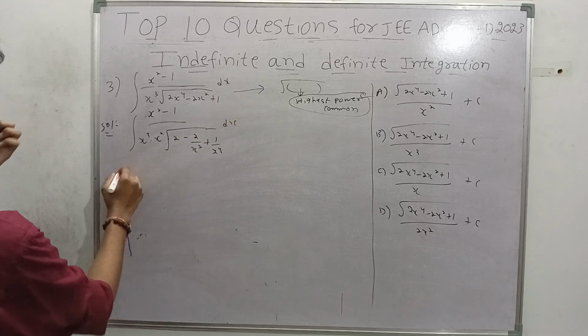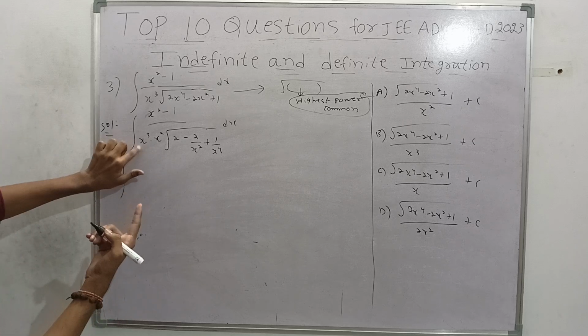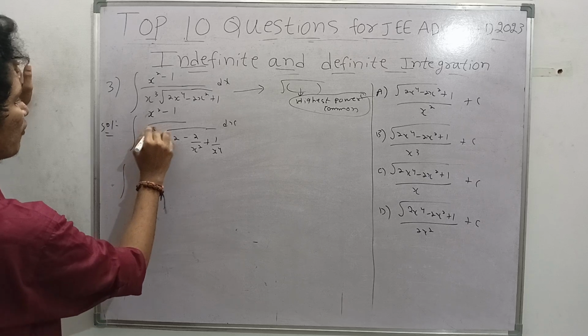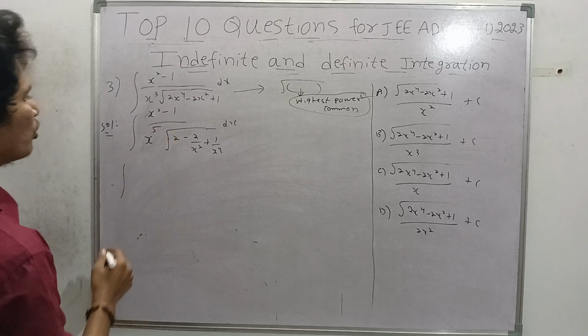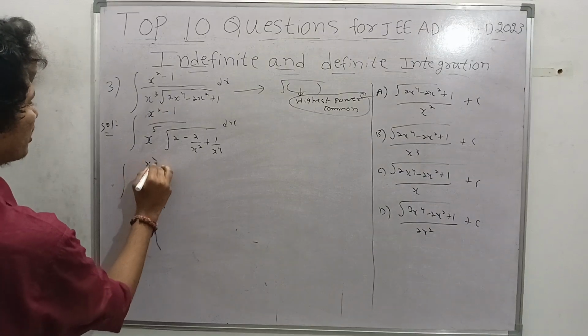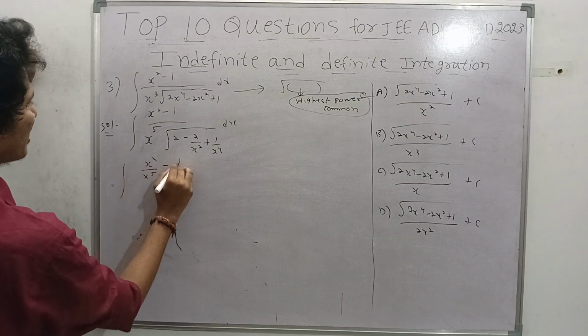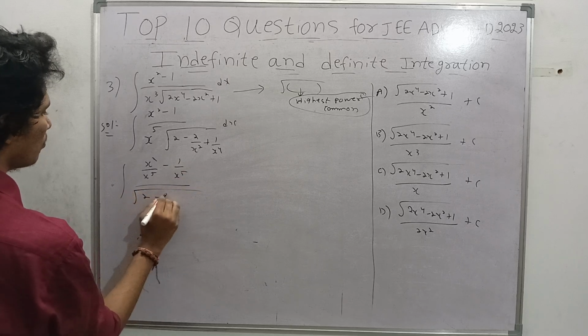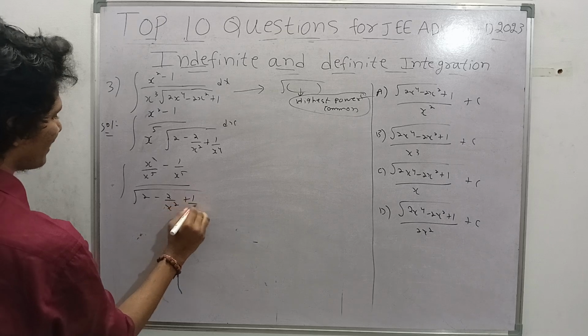And what is the thing present here? x cube into x square, it will be x power 5. And now what am I doing? I am dividing the numerator and denominator, that is x square divided by x power 5 minus 1 by x power 5. Like this I am doing. Why I am doing it, you will know by the next step.